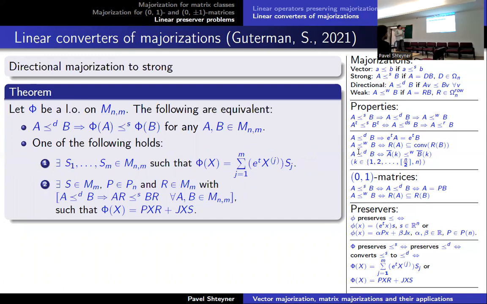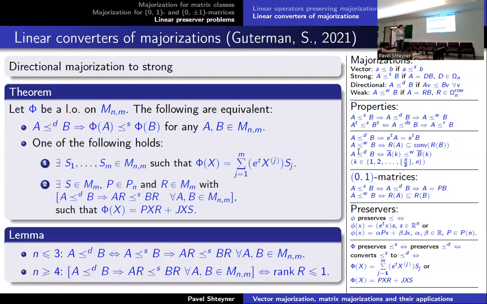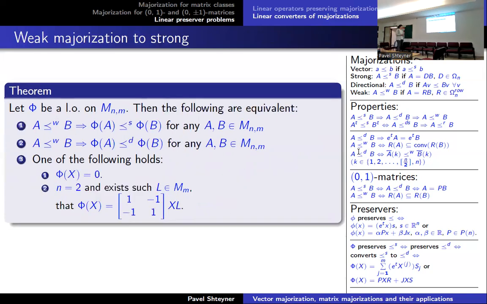skip this, but we have parameterized converters between weak or strong majorization. There are six converters, but one of them was known. This is the theorem of Liverpool. And for the other five, we have the following results. For converters from majorization the conditions look the same, but you have one additional requirement R, which for n under 4 means nothing, and for n over 3 means the rank of R is 1.